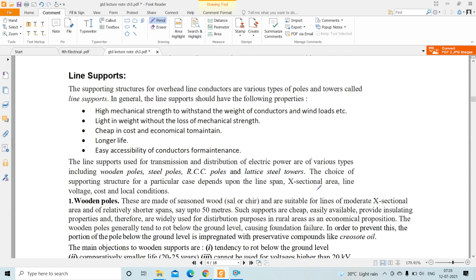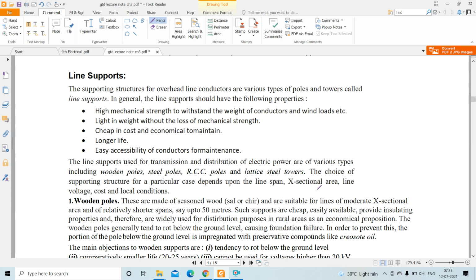What is the role of line support? The supporting structure for overhead line conductor are various types of poles and towers. These poles and towers are called line supports. So these have the following properties.